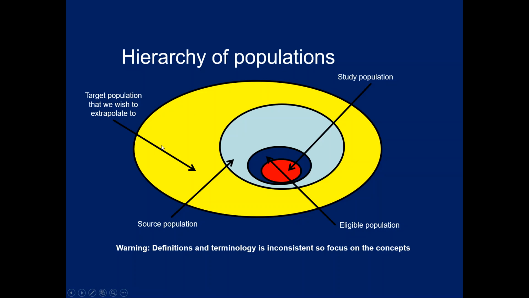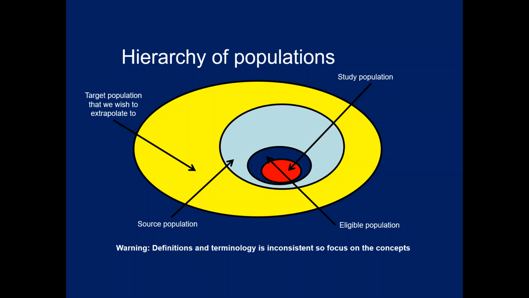If we start with the widest oval shape here, that is our target population, and that's who we wish to extrapolate our results to. And that could be different between you and I. So we might both read a study on mastitis in dairy cows. You may conclude that the study results are applicable in the New Zealand situation, and I may, for equally legitimate reasons, conclude otherwise. So there is no clear cut, this is the target population. And the other thing about a target population is that there can be more than one.